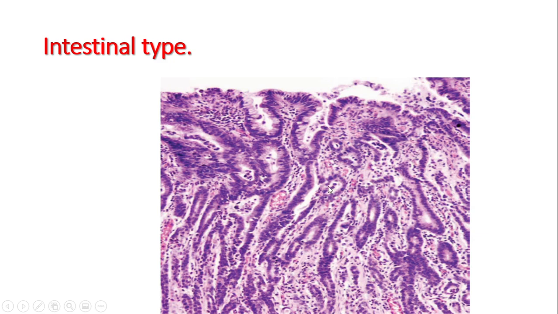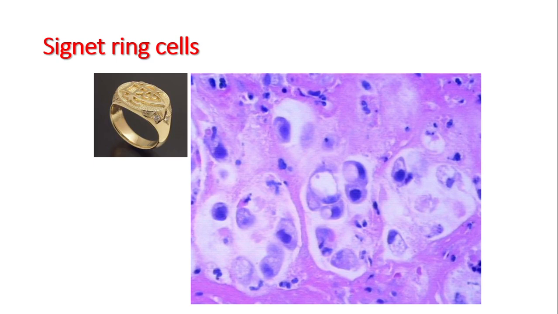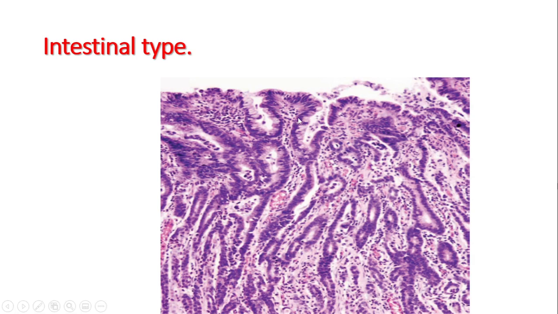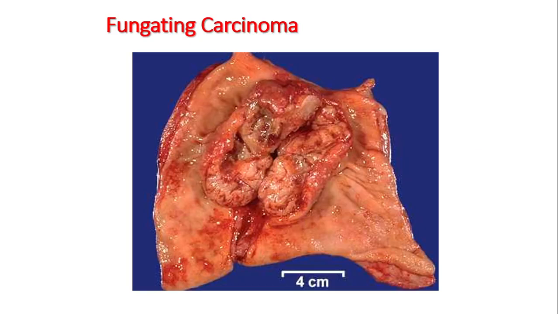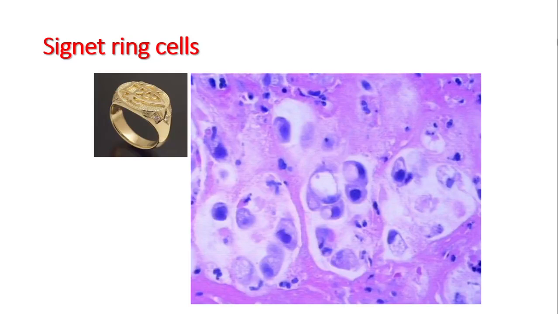So there are two main types: the diffuse type with signet ring morphology, single cell invasion, early metastasis and bad prognosis, and the intestinal type, with better prognosis and glandular formation. This is well differentiated, and the signet ring is the undifferentiated type.